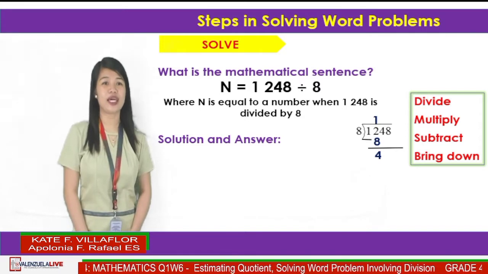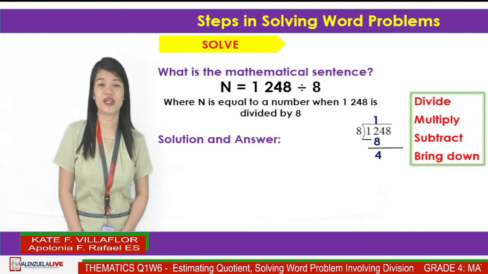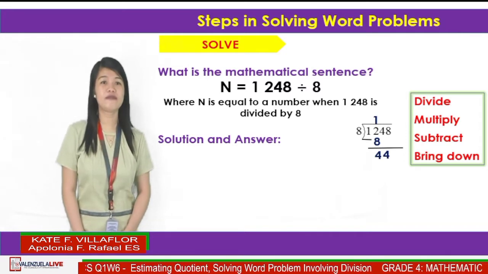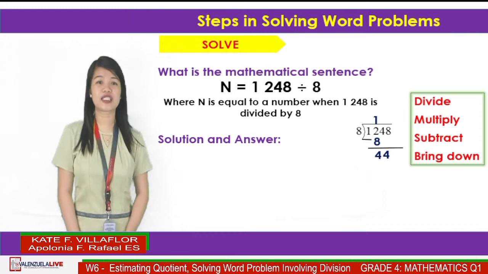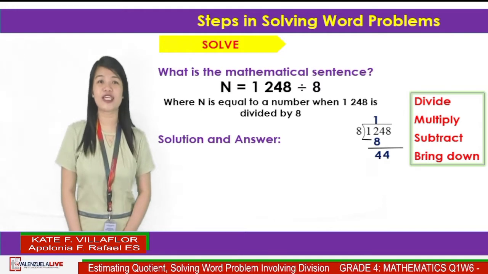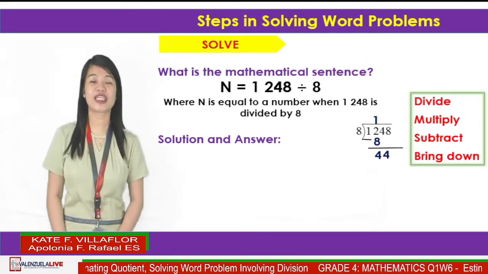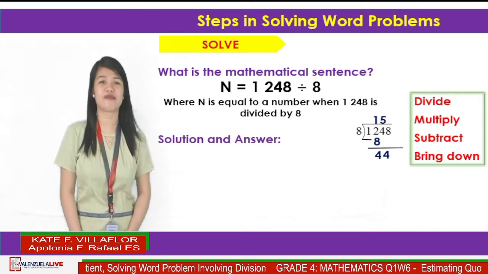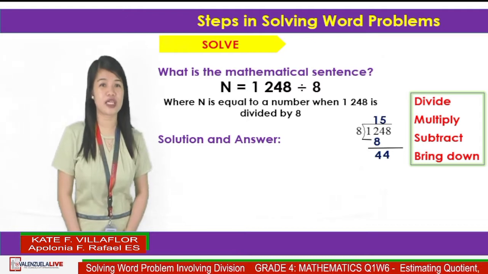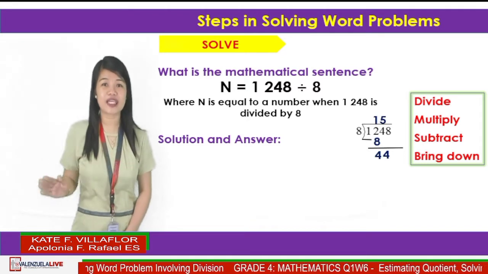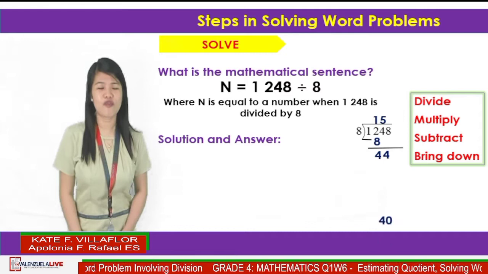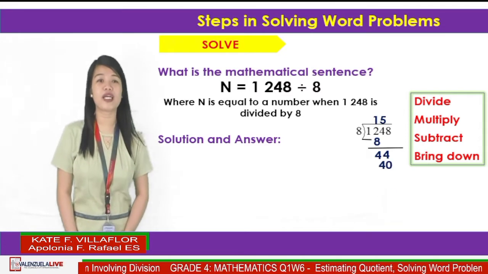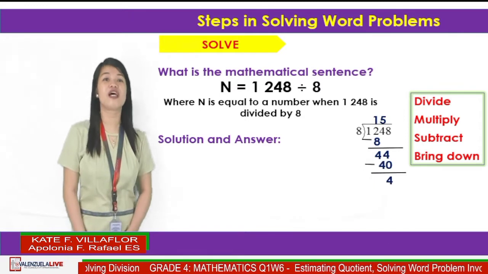Very good. Then, what is the next step? Okay, bring down 4. Then continue the process of dividing. 44 divided by 8. What is the answer? Okay, very good. The answer is 5. And then multiply the quotient to the divisor. 5 times 8, the answer is 40. Very good. Then subtract. 44 minus 40, the answer is 4.